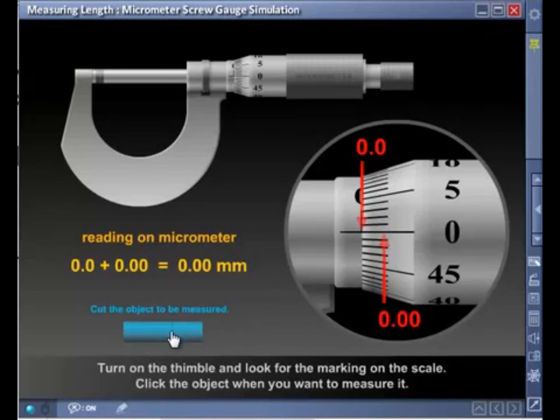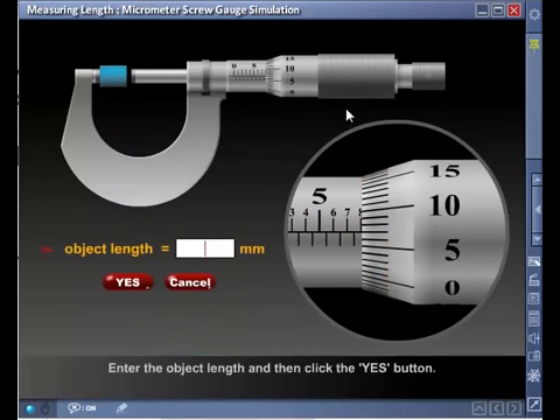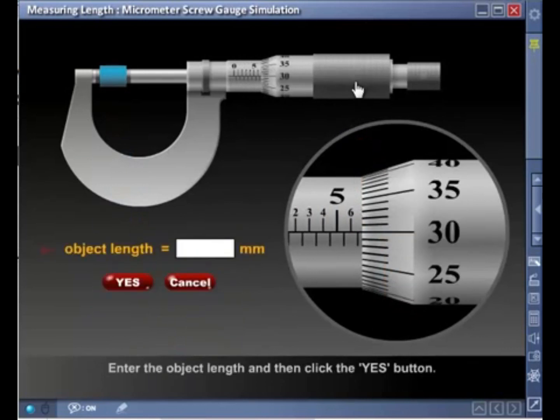How to read the result of measurement using a micrometer? Look at the illustration. Put the object between the anvil and spindle face. Make it fixed by rotating the thimble scale, and after that lock it using the lock nut. After that, read the result of measurement on the main scale and on the thimble scale.